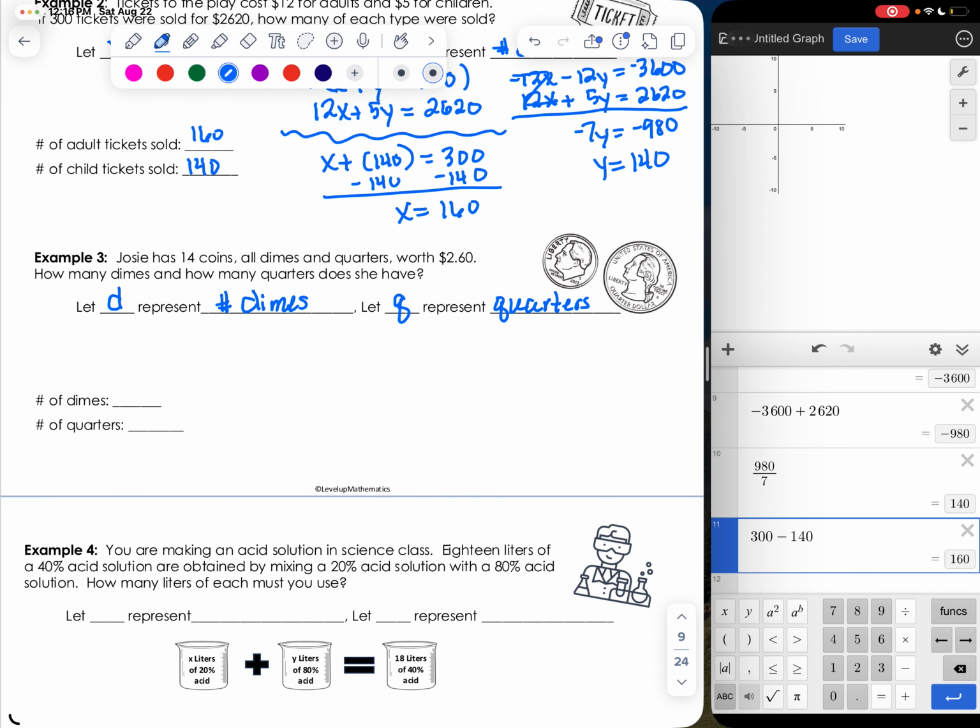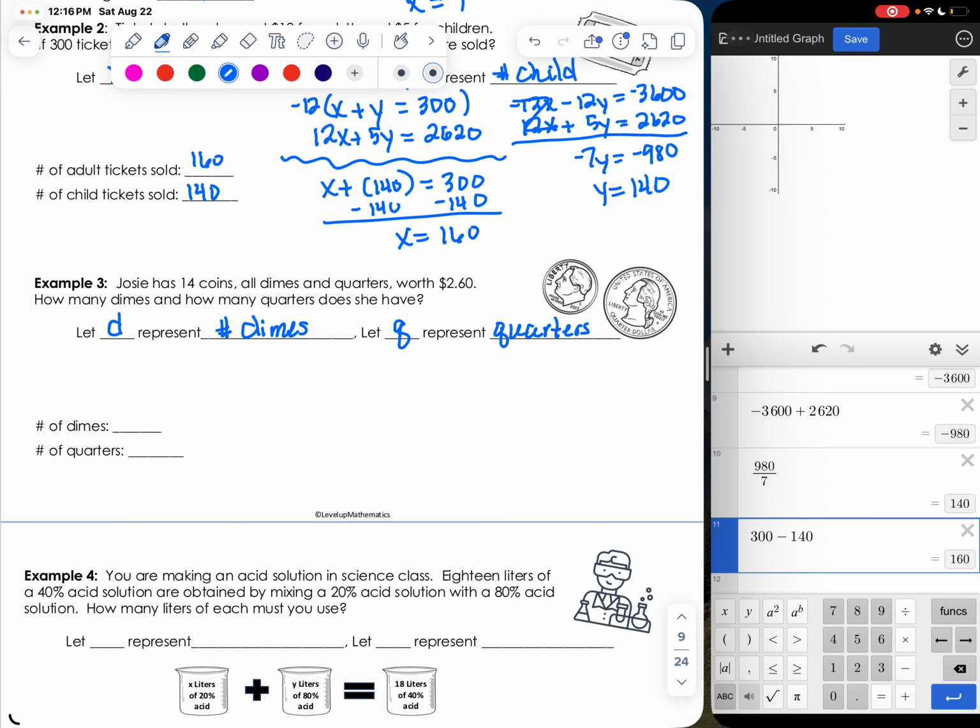So just like in the ticket problem, the first thing we did was we wrote an equation for the total number of tickets. Here, I'm going to write an equation for the total number of coins. So the number of dimes plus the number of quarters has to add up to 14. I don't know why I wrote 140. Let me erase that. Yeah, so number of dimes plus the number of quarters is equal to 14 coins.